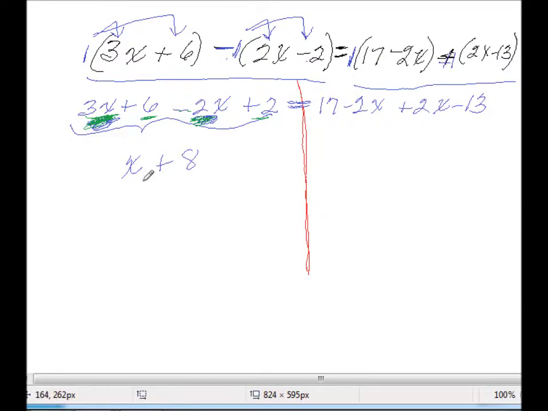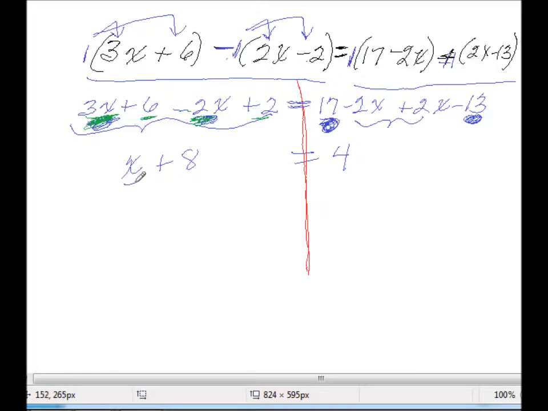All this mess reduces down to x plus 8 equals, on this side we have this constant number, 17, and I see another one right here, minus 13. That's 4. Oh, look, these x's are so neat they kill each other off. So this problem sort of falls apart as we do it.